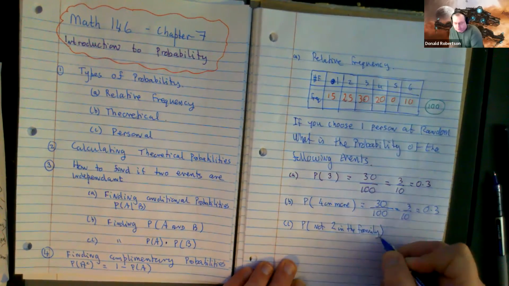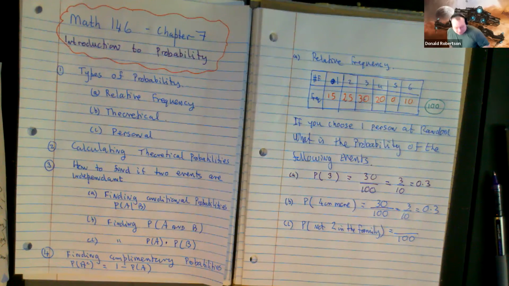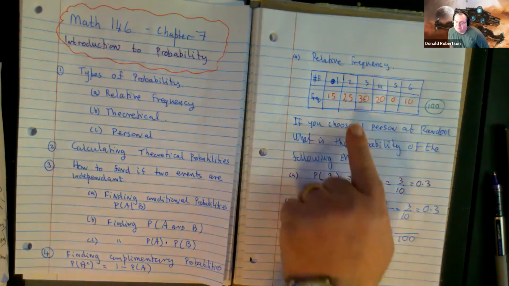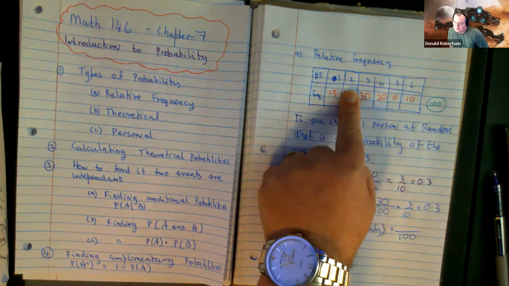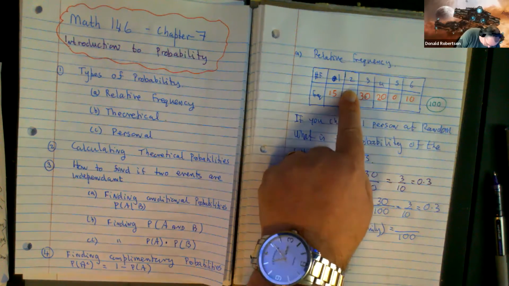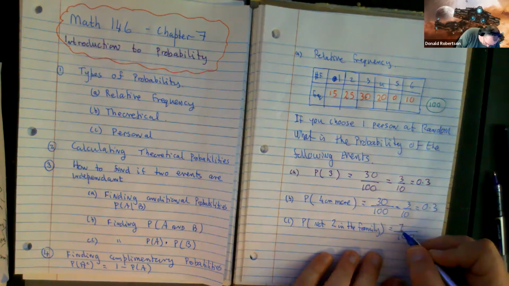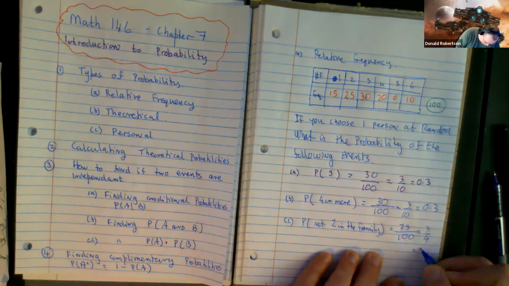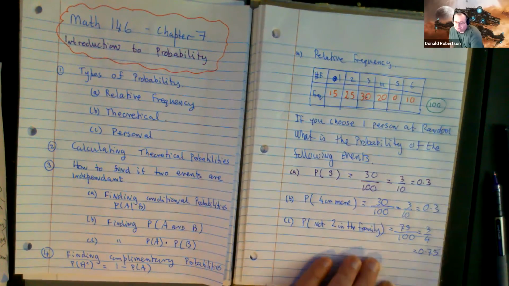Now I could say things like, what's the probability that it's not 2 in the family? So if it's not 2 in the family, aren't I counting everybody else? Agreed? And if you do that, there's 75 of them. And that would be 3/4 or 0.75 or 75%.